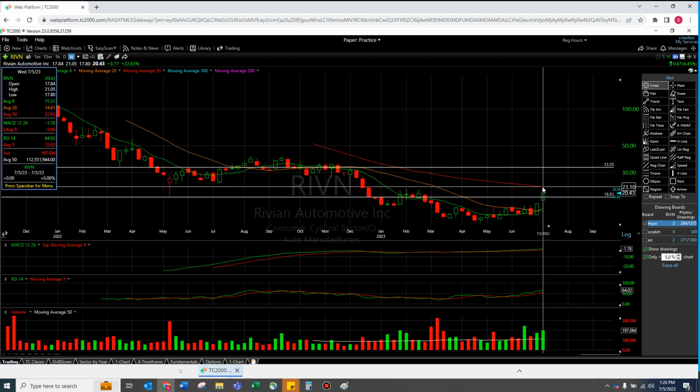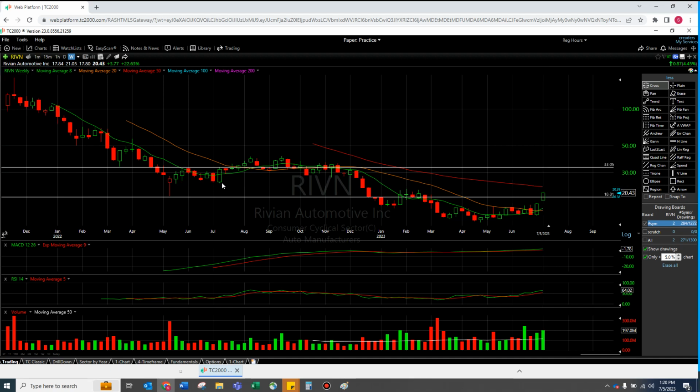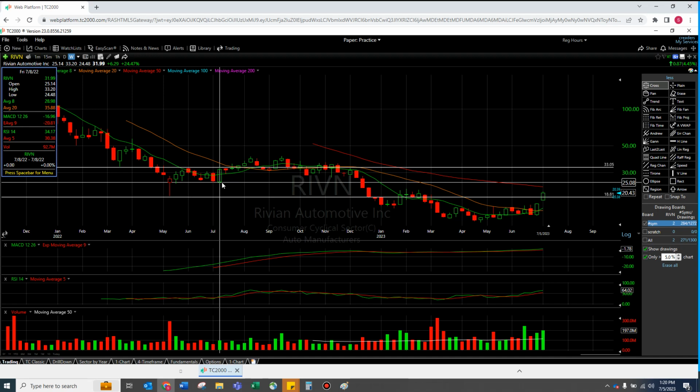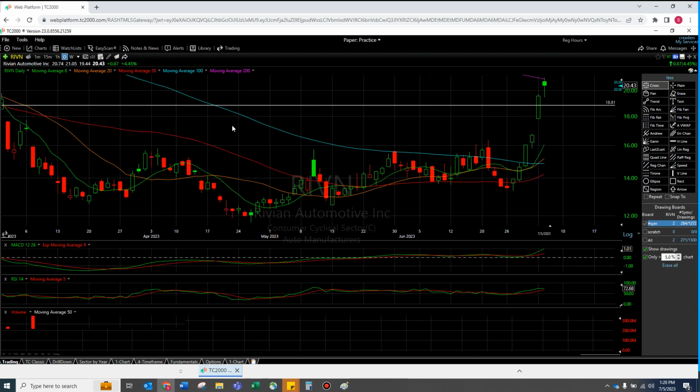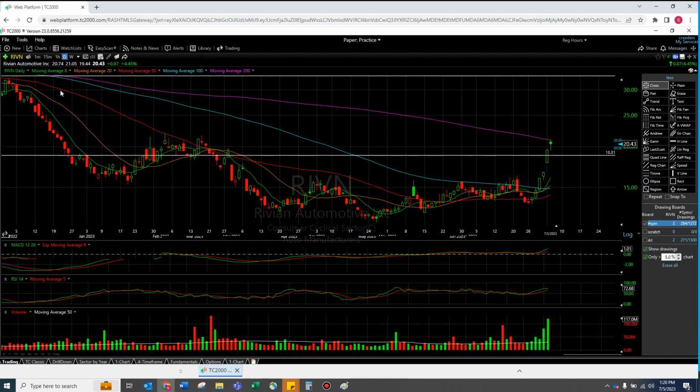What is this number right here? Again, this thing might touch 23, maybe even 25. That's where I got the 25 from. I think I got it from the weekly right here is where I got it from. But yeah, no, I'm still okay with this actually. Rivian, again, I am liking this thing.